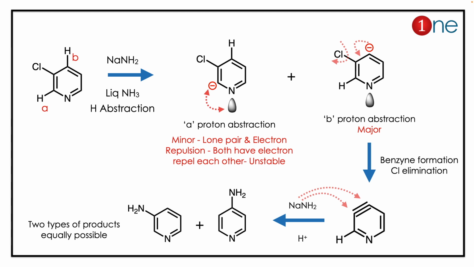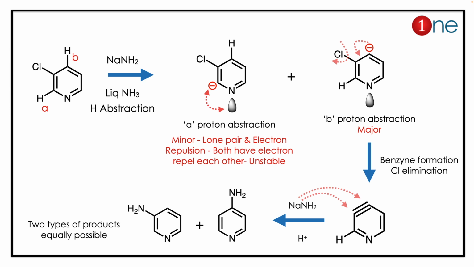and the B hydrogen. The A hydrogen cannot be removed because the lone pair and electron repulsion is stronger, so it won't form. Mere electronic repulsion won't allow it to form. The major product is the anion formed at the 4th position, so the chlorine leaves and you get the pyridyne.